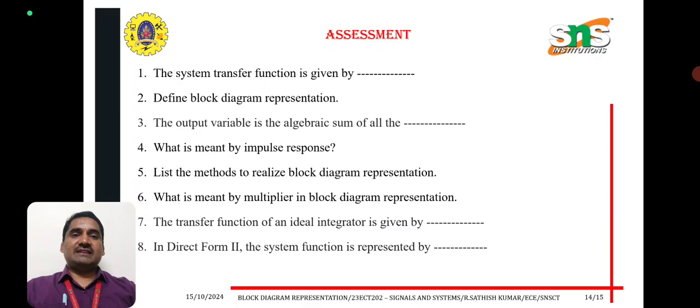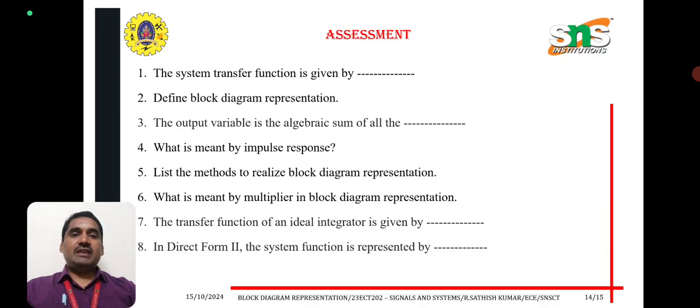Now we can see the assessment. The system transfer function is given by H(s) is equal to Y(s) divided by X(s). Block diagram representation is the interconnection of subsystems representing certain basic mathematical models. The output variable is the algebraic sum of all the input variables.